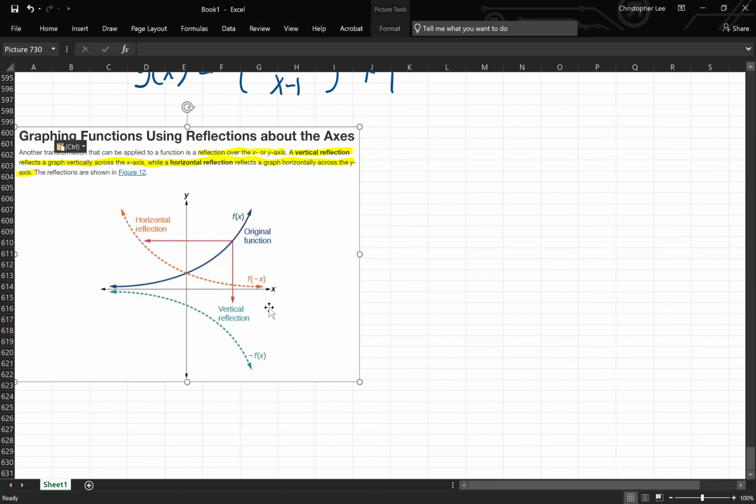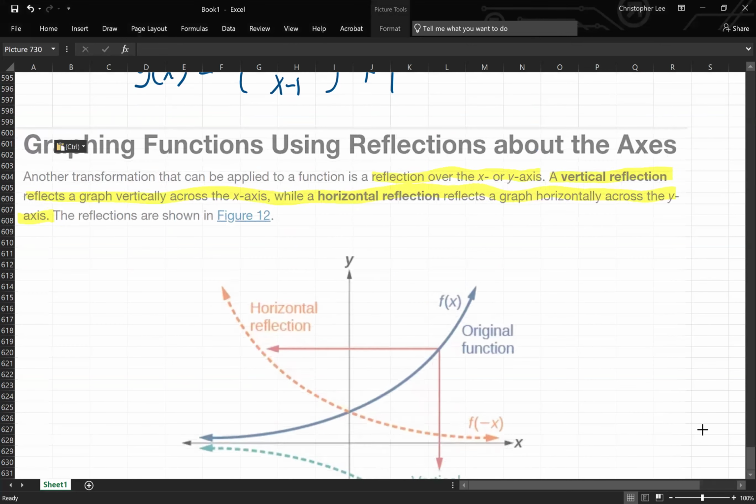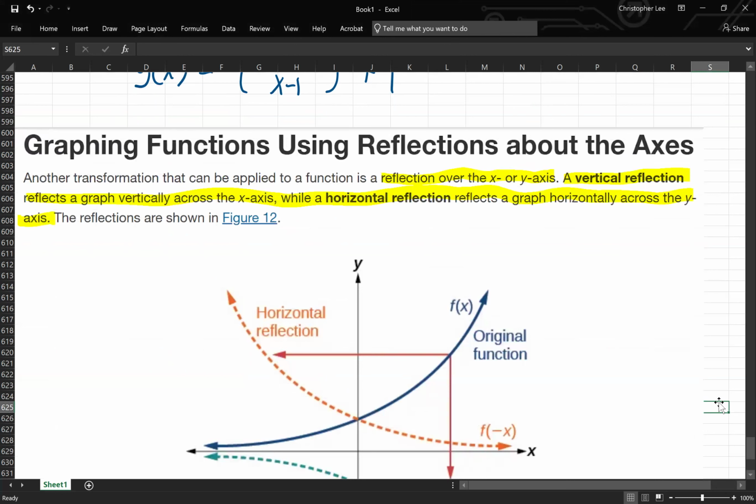So now we're going to talk about graphing functions using reflections about the axes. Another transformation that can be applied to a function is a reflection over the x or the y axis. A vertical reflection reflects a graph vertically over the x axis, while a horizontal reflection reflects the graph horizontally across the y axis.